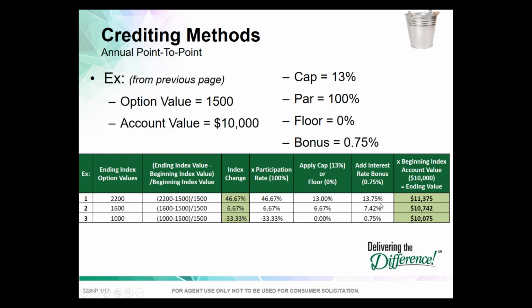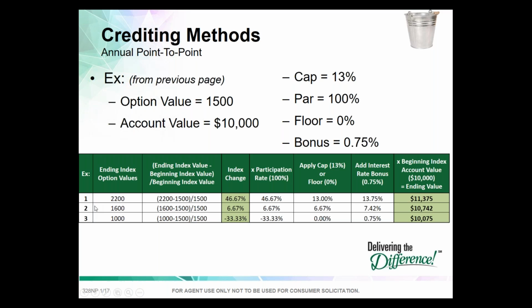And then I add the interest rate bonus if applicable. On North American, our bonus is 0.75 in years 11 and beyond. So in this example, they're in years 11 and beyond. So we have a 13.75% interest rate bonus. In this example, they're getting the credit of $1,375 for a total value at the end of the year of $11,375, ignoring policy charges and costs.